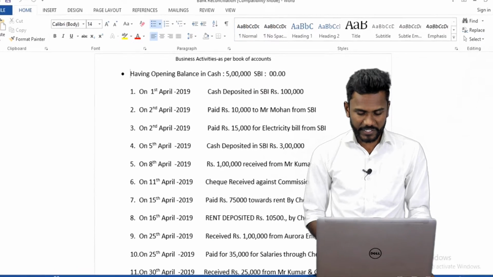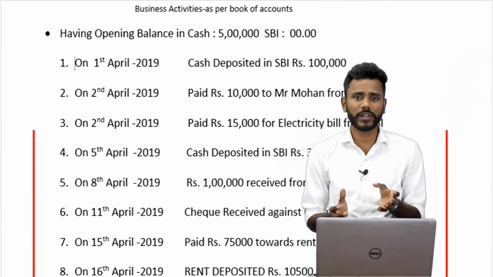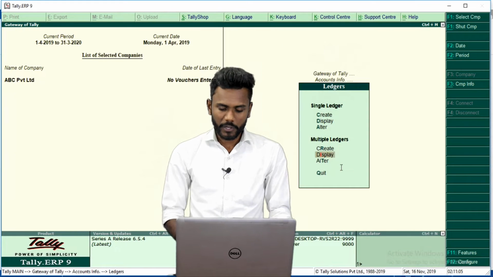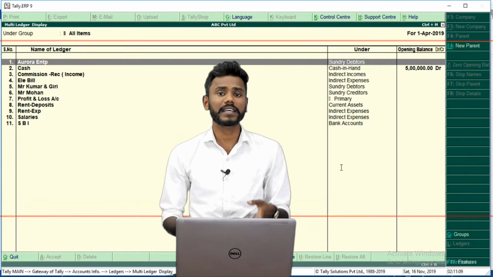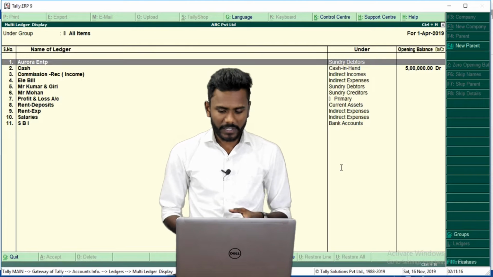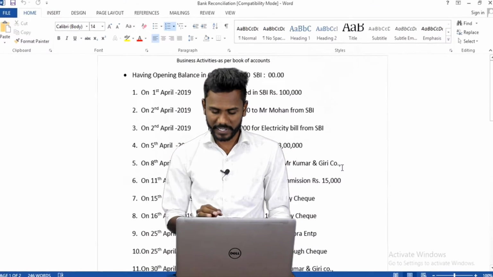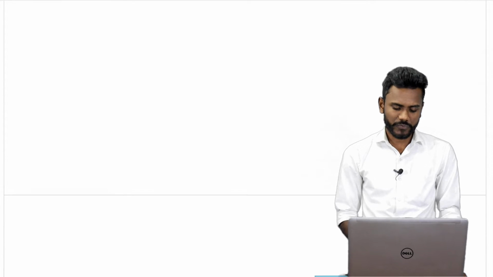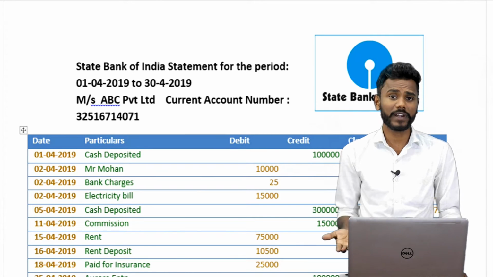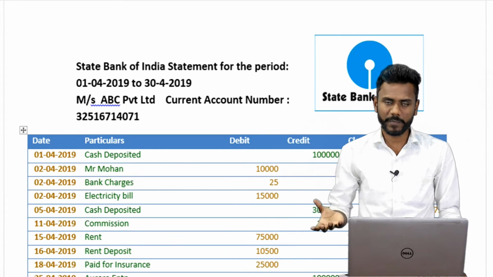Next, we have paid rupees 10,000 to Moham from SBI, and paid rupees 15,000 to LXP. So there are a few ledgers involved in this business. I created them in Accounts Info, Ledger, and go to Display, Multi-Display. You may see that all the ledgers involved in the current business are already created, so that you can follow the video session. These are all the ledgers involved in the current activities, and we also have the bank statement, but we will get the bank statement at the month ending. When you are recording a transaction on 1st April, we don't have the bank statement for the whole month. So after recording all the entries throughout the month, at the end of the month we collect the bank statement and compare the figures, right?